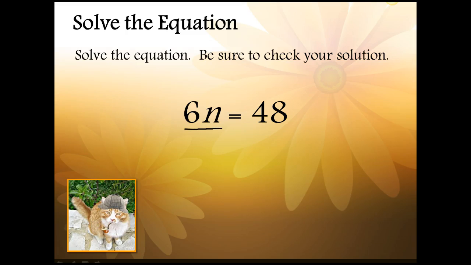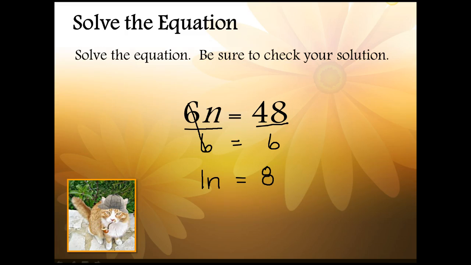When we write it out, it looks like this. We know that every fraction is a division problem, so this means to divide. The 6 divided by 6 equals 1. This leaves us with 1 times n on the left-hand side. On the right-hand side, 48 divided by 6 equals 8.